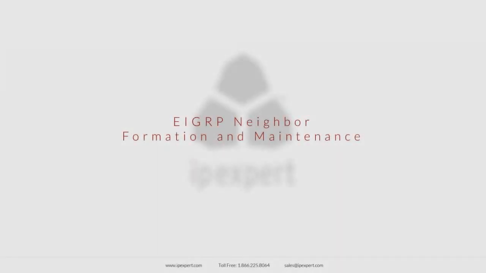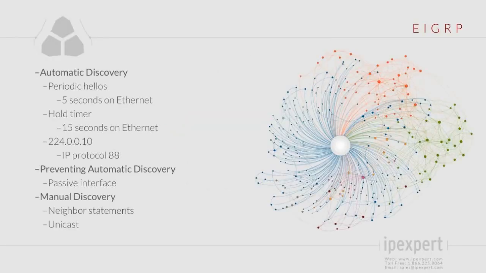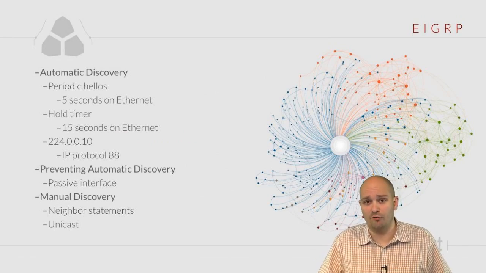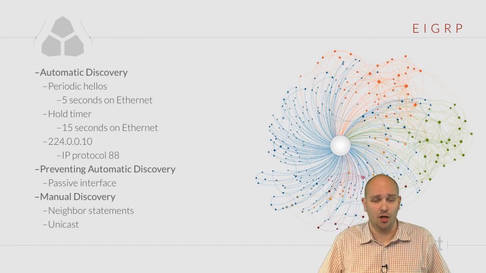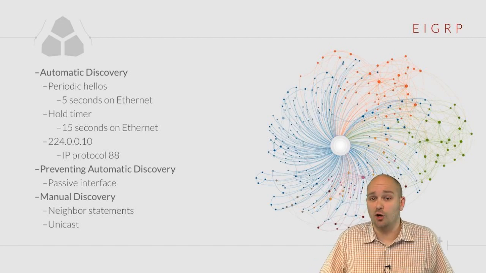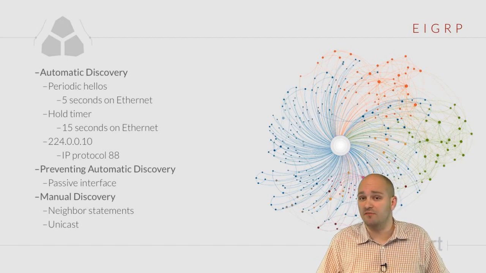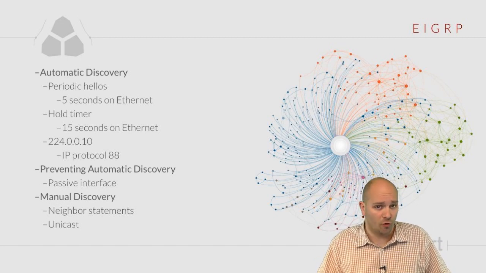We are now going to take a look at EIGRP neighbor formation and maintenance. As a quick reminder, we remember that EIGRP supports automatic discovery of neighbors using periodic hellos. We can also configure manual discovery using neighbor statements, and also we can prevent the neighbors from forming.